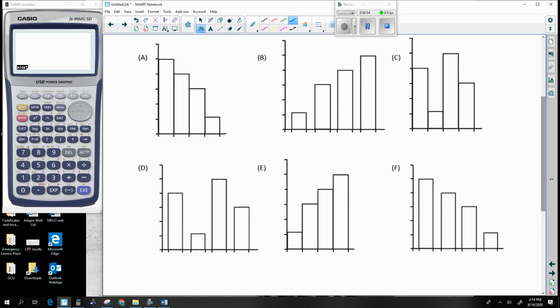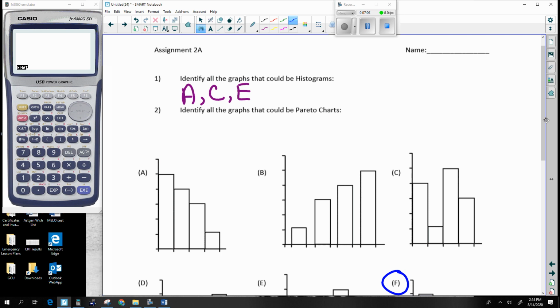And they go up. F is your Pareto. Notice how the bars don't touch and they strictly go downhill. So F is your only Pareto that exists from these options.